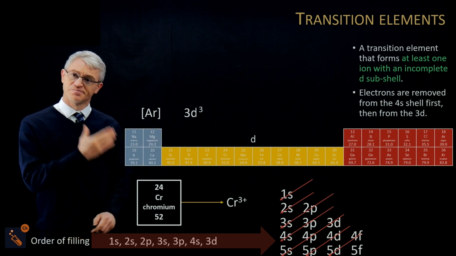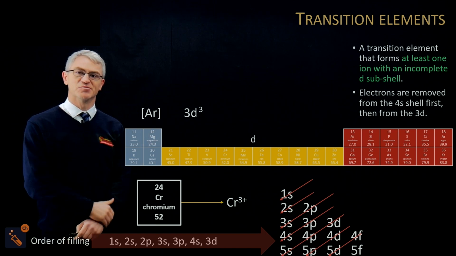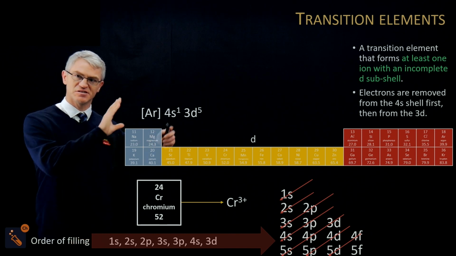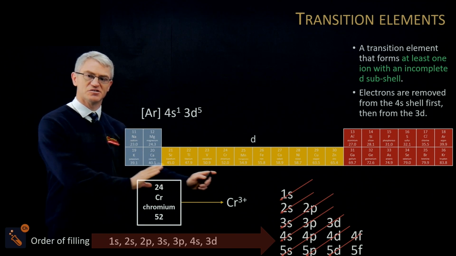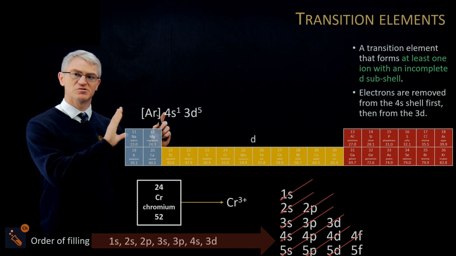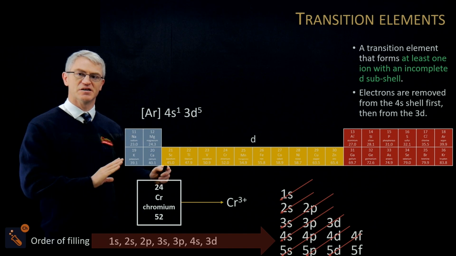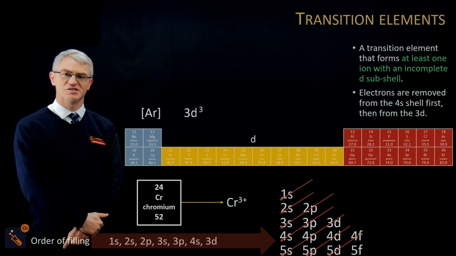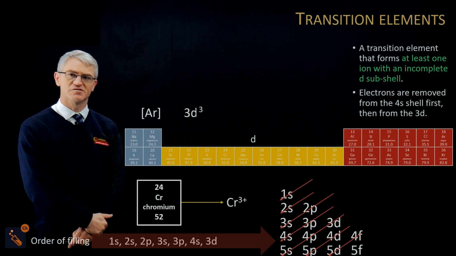Now that's often missed in exams, okay? Remember, that is the exception, so we're starting with an exception. It's chromium 3+. You lose 3 electrons, 1 from there and 2 from there. So basically that's all I'm doing, but you do it in that order. And there's your argon 3d3, a very common example.